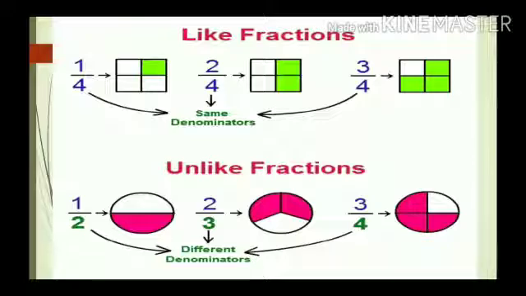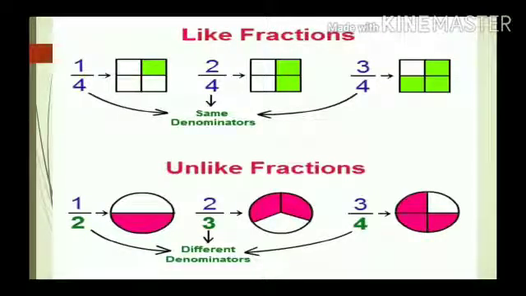So see here in this example, for like fractions, 3 figures are given. In the first one, the fraction is 1 upon 4. In the second one, 2 upon 4. In the third one, 3 upon 4. Here you see all the denominators are the same, but the numerators are different. So for like fractions, we only have to see the denominators. If all the denominators are the same, then the fractions are like fractions.